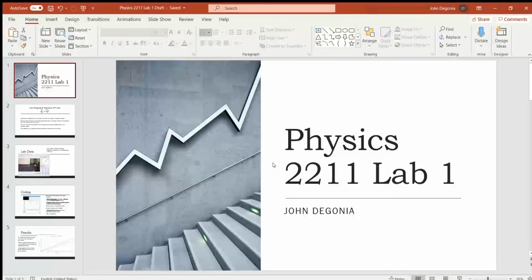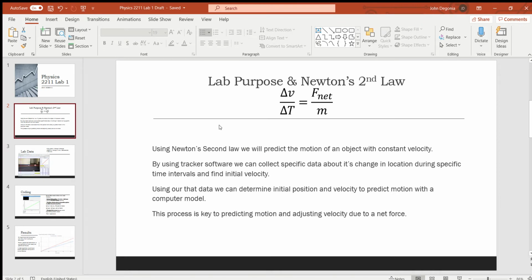This is my Lab 1 video for Physics 2211. In this video, we'll be looking at Newton's second law, or the momentum principle, and how we can use it to predict motion of an object with constant velocity. By using Tracker software, we are able to collect specific data about an object moving at a constant velocity, such as change in location over certain time intervals, which will give us velocity. Using that data, we can then determine initial position and velocity to predict motion with a computer model.